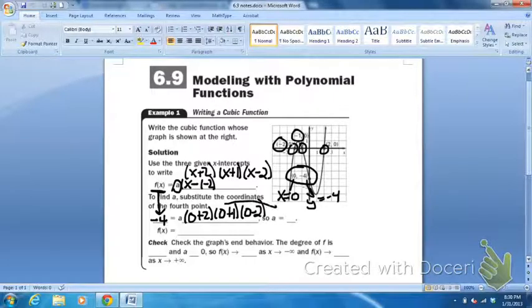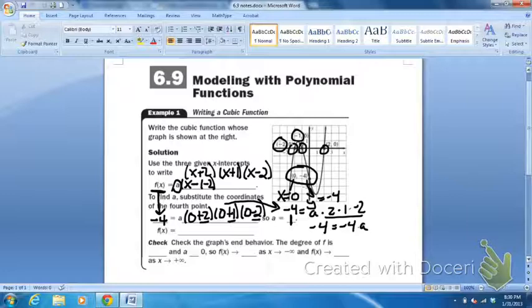Let's rewrite that a little bit out here. That means -4 will equal, now 0 plus 2 is just 2, 0 plus 1 is 1, and 0 minus 2 is -2. So we're really just multiplying a times 2 times 1 times -2. In other words, -4 equals, if you multiply those together, I think you get -4 times a. So if you divide both sides by -4, you're going to get an a value of 1.